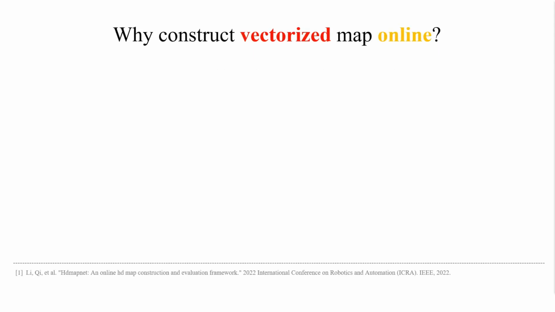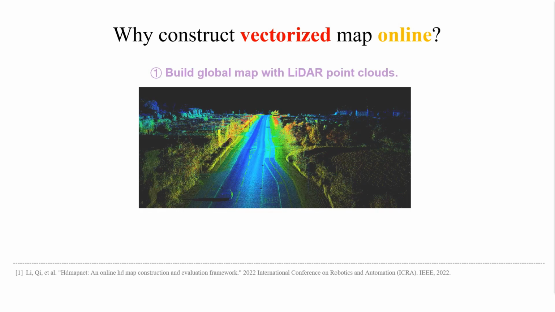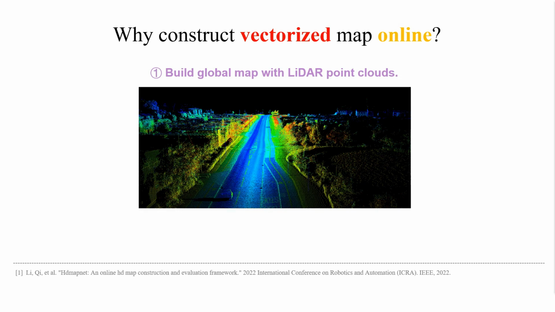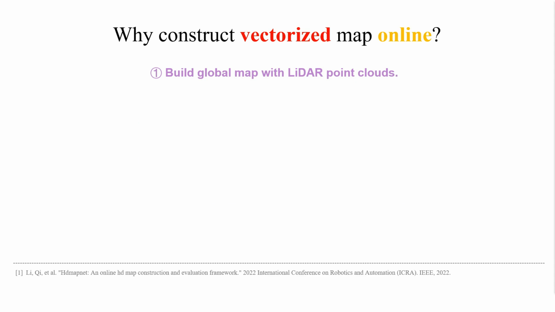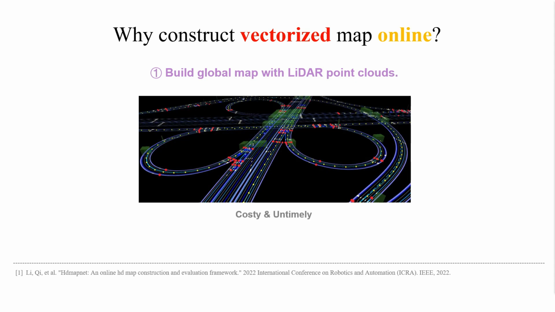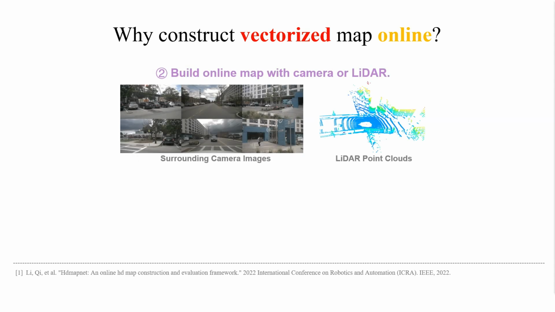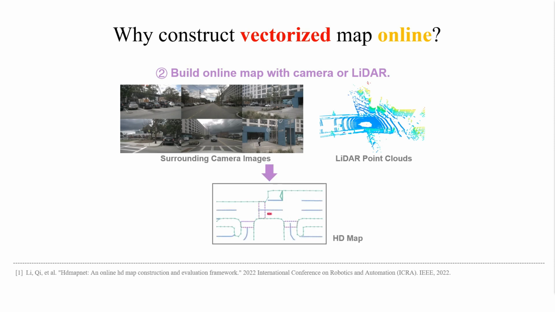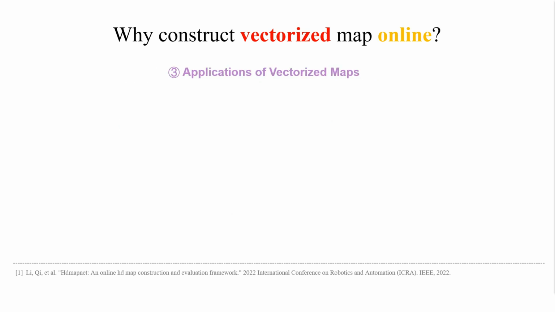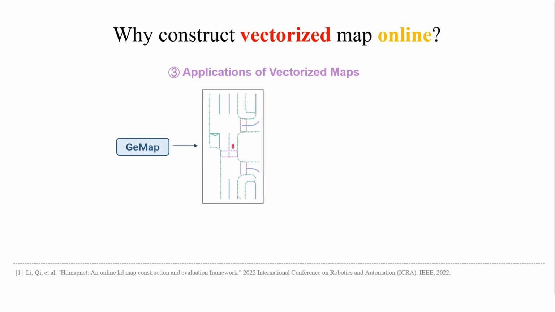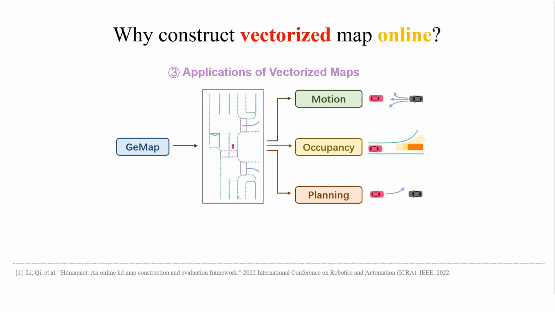Why construct vectorized HD maps online? Traditional global high-definition maps are constructed offline from large amounts of LiDAR point clouds, which is costly and time-consuming. Online HD map construction, on the other hand, builds local maps from sensor data such as cameras and LiDARs, offering timely and low-cost advantages. Vector maps are an emerging way of utilizing maps, often with higher computational efficiency for downstream tasks. After constructing maps using our method, you can apply them to many areas such as motion prediction, lane occupancy prediction, and planning.